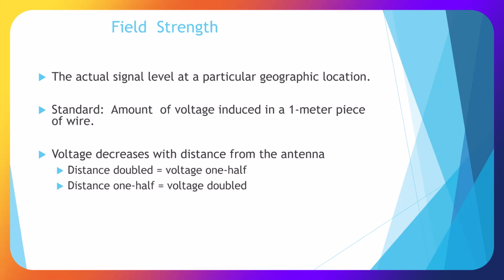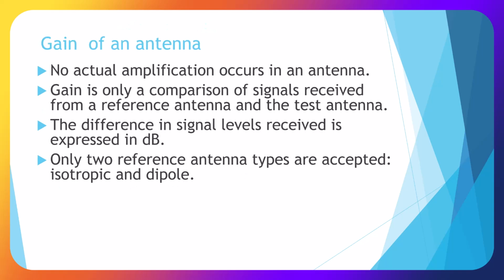Okay, let's talk about antenna gain. There is no actual amplification occurring in an antenna. The gain is only a comparison of signals received from the reference antenna and the test antenna. The difference in signal levels received is expressed in decibels. Only two reference antenna types are accepted, isotropic and dipole.